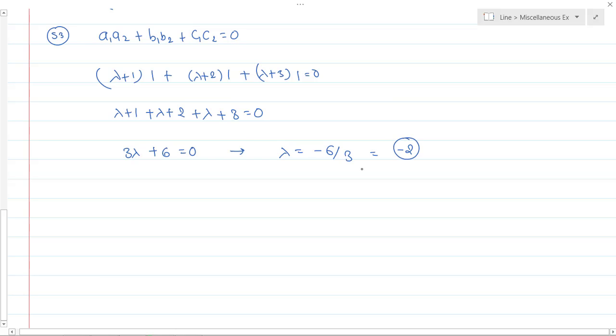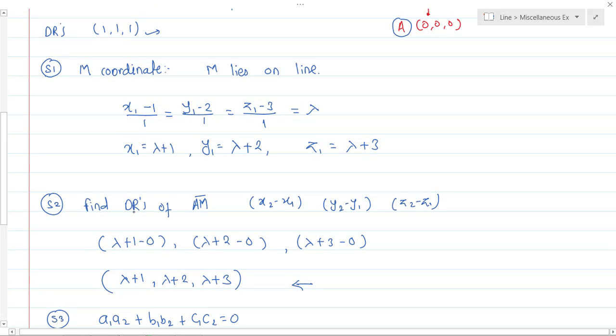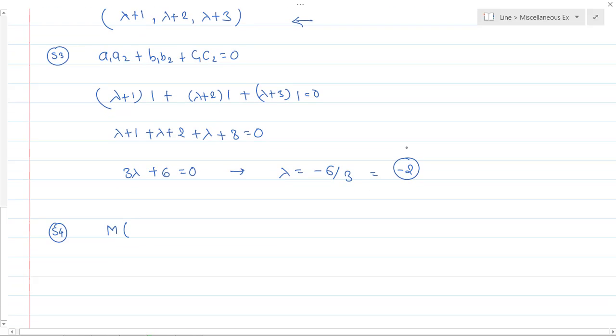Okay, so for lambda equal to minus 2, let's find out the coordinates of point M. So the coordinate of M becomes what? For lambda equal to minus 2, the coordinates are (lambda plus 1, lambda plus 2, lambda plus 3). Substituting, we get minus 2 plus 1, minus 2 plus 2, and minus 2 plus 3, which gives minus 1, 0, 1. This becomes the coordinate of point M.